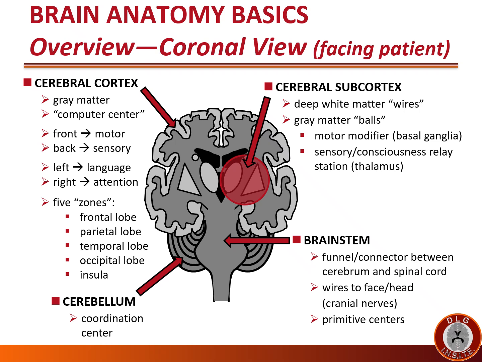The brainstem, beneath the subcortex, is the funnel or connector between the cerebrum and spinal cord, and it has wires to the usually ipsilateral face and head, called cranial nerves. It also has primitive centers, which we'll talk about, things like the breathing center and the consciousness center and the nausea vomiting center, etc. The cerebellum is the coordination center. It makes skeletal muscle agonists and antagonists communicate with each other so that you can have coordinated movements.